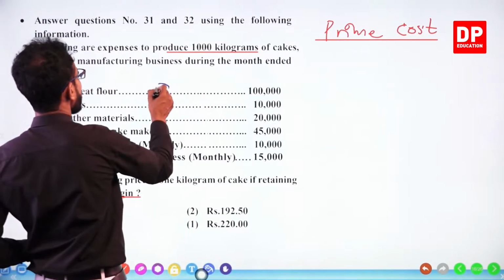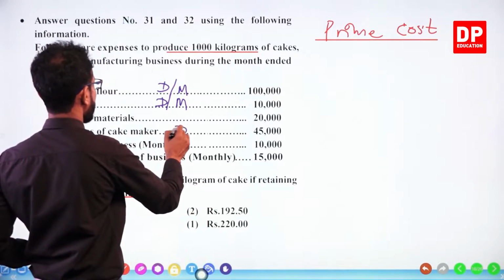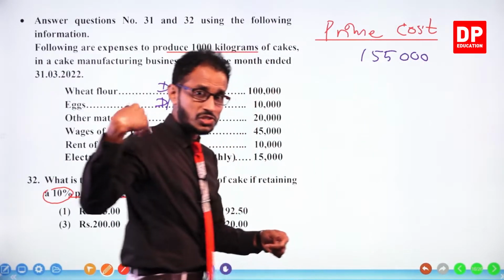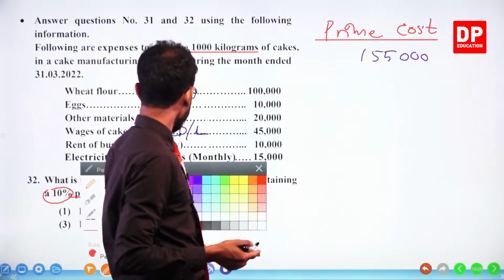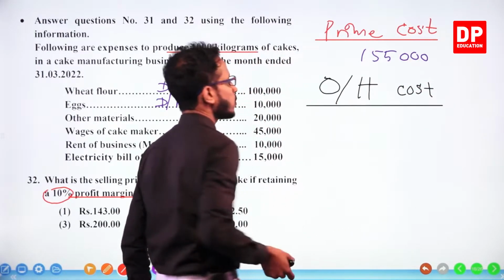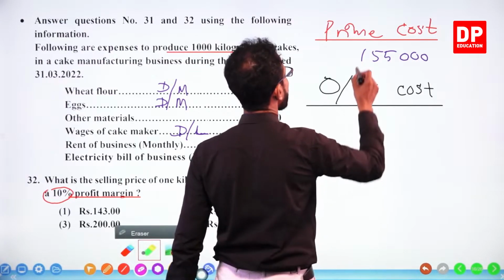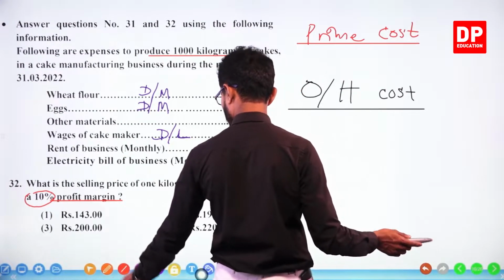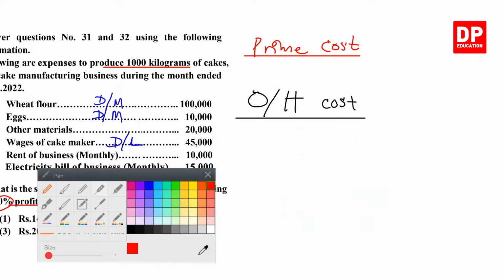Wheat flour 100,000, direct materials. Eggs, direct materials. Wages of cake maker, direct labor. And in the previous question, the answer, prime cost, was 155,000. Then what cost should we add? Overhead cost to the prime cost. When you add overhead cost to the prime cost, you get total cost. Prime cost is 155,000.